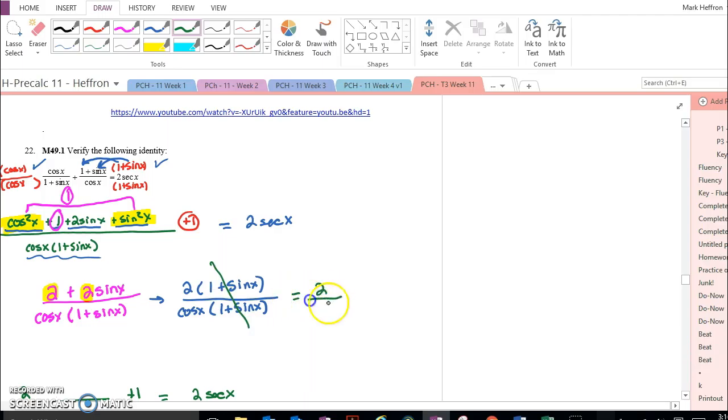leaving 2 over cosine of x, which is exactly equal to 2 secant x, since secant is 1 over cosine. So you've completely verified this identity, but in order to do so, you'll need all of those steps.